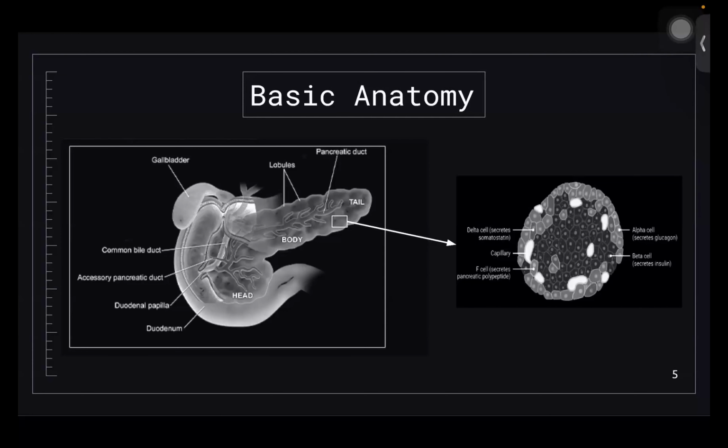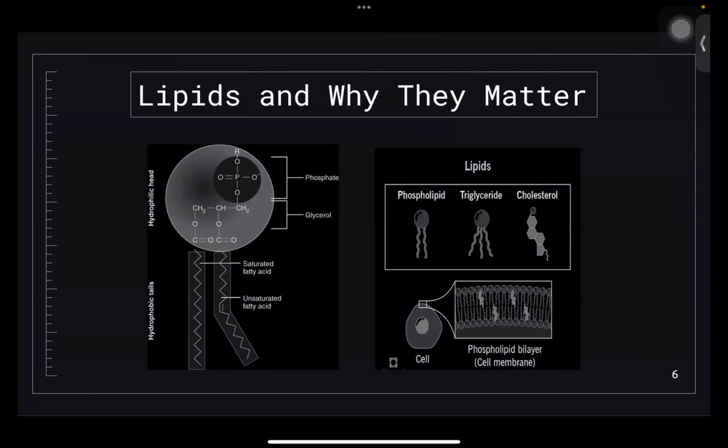The islet has a bunch of cells that secrete all the hormones that we need for appetite, blood sugar regulation, and so on and so forth. So I've spoken a little bit about the pancreas. Now I'm jumping into lipids.